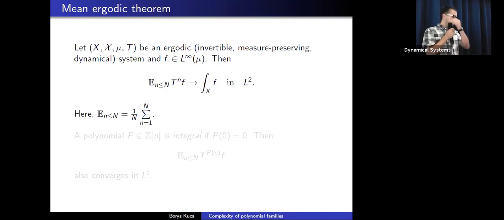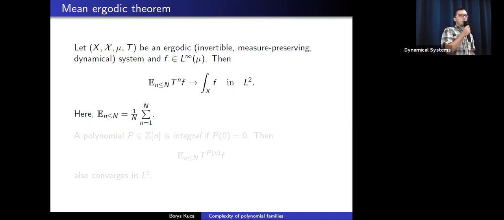So if X is an ergodic system, where for me a system during this talk is an invertible measure preserving dynamical system, and if F is an L infinity function, then the following sequence of averages converges in L2 to the integral of F. You can notice that the actual mean ergodic theorem holds under slightly weaker assumptions. However, during this talk, I will work in this setting. That's why I made slightly stronger assumptions than necessary.